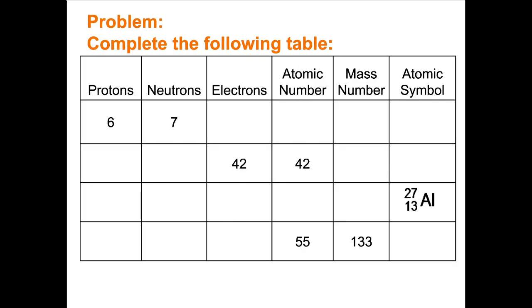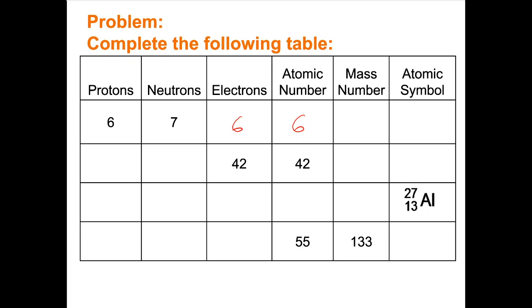Here's another problem for you to try. This is just a chart, and what I want you to do is go into this chart and try to fill it out. For instance here, I have 6 protons. I'm assuming everything's neutral. How many electrons do I have? Well, I also have 6. And what's the atomic number? I know that's equal to the number of protons, so that would also be 6.